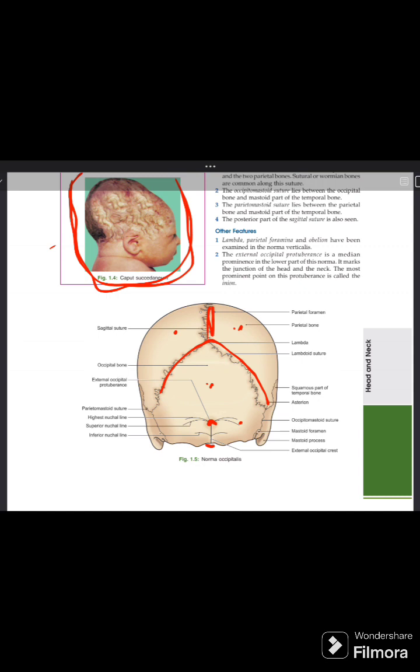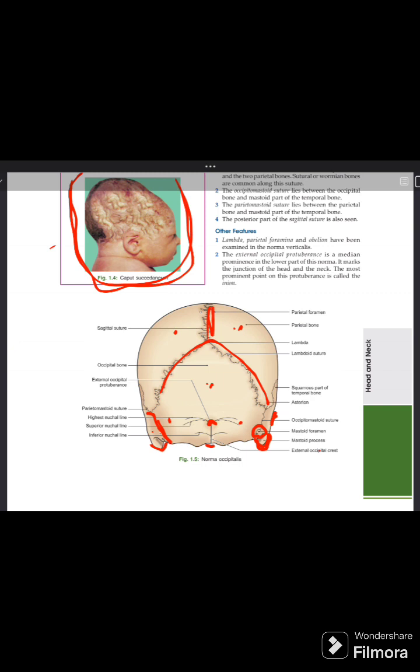Then there is a foramen. You can see here I'm mentioning the mastoid foramen. Actually it's your mastoid bone. This is your mastoid bone. So the foramen is called the mastoid foramen, and there's a process. If you touch the bone behind your ear, you can feel the mastoid process, and there is the mastoid foramen. You are also seeing a suture between the occipital bone and the mastoid bone. This is called the occipitomastoid suture.